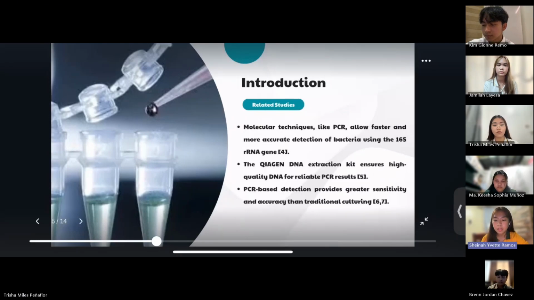Now, molecular techniques like PCR are used because they are faster and more accurate. Using tools like the QIAGEN DNA extraction kit also helps make sure the DNA we get is high quality for testing. So connecting that to our study, pond water will be a complex and dynamic ecosystem that will contain a wide variety of microorganisms such as bacteria, algae, and protozoa. These bacteria will play important roles in nutrient cycling, organic matter decomposition, and maintaining the ecological balance of aquatic environments. They will help break down waste and recycle nutrients that will support the growth of other organisms.